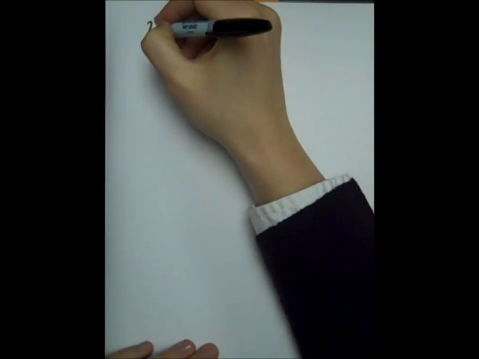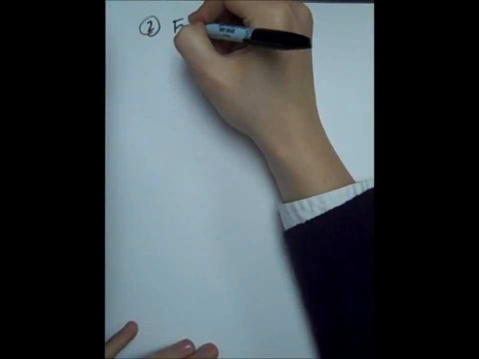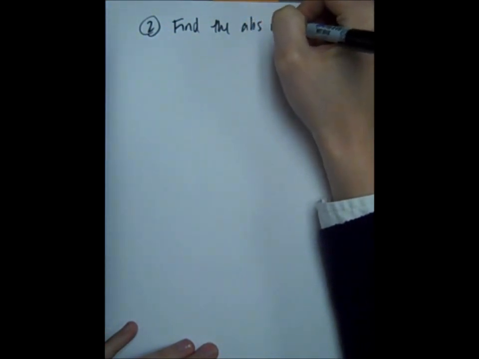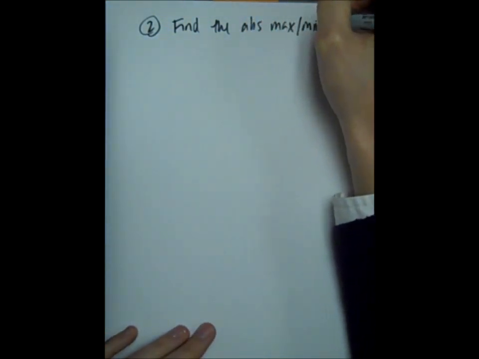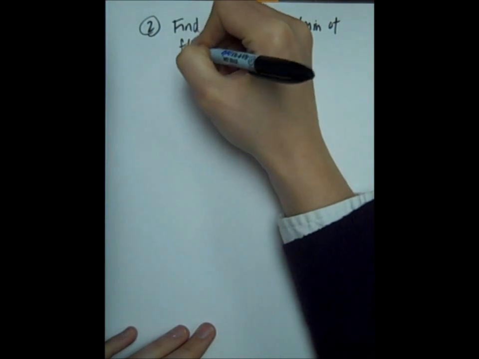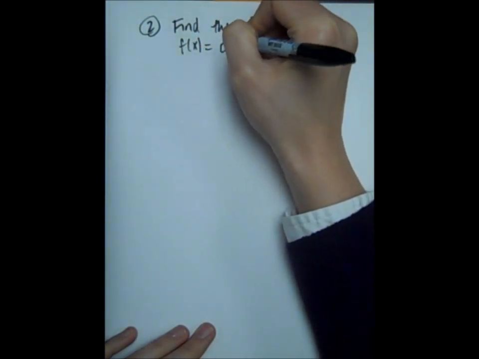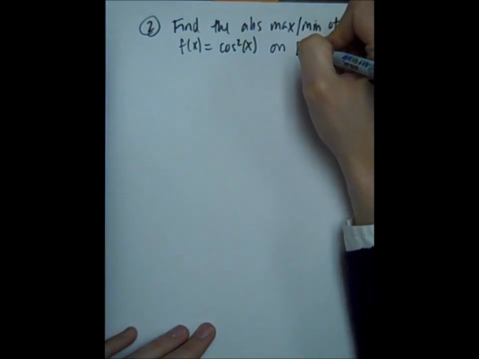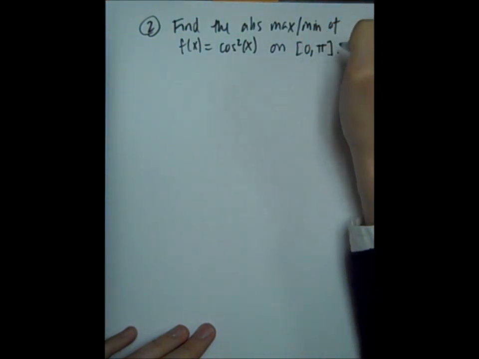Let's do another one of these. So example 2, let's find the absolute max and min of the function cosine squared x on the interval 0 to pi.